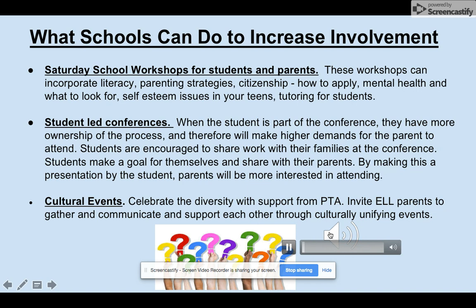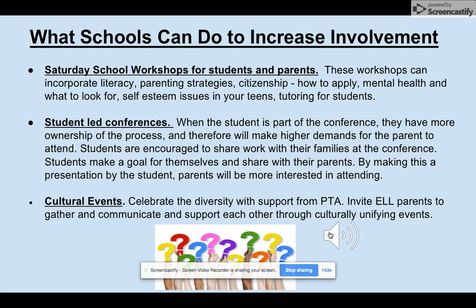Scheduling meetings for parents and students can sometimes be pretty tricky, so one idea to increase parent involvement is Saturday school workshops. These workshops can offer many things like literacy, parenting strategies, citizenship help, mental health and what to look for, self-esteem issues, and tutoring for students.